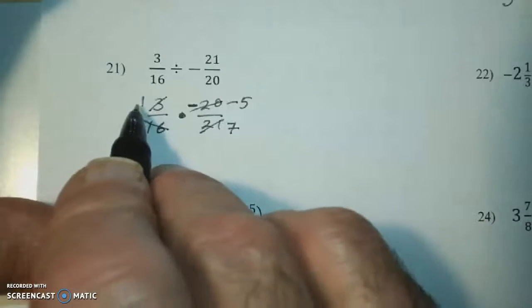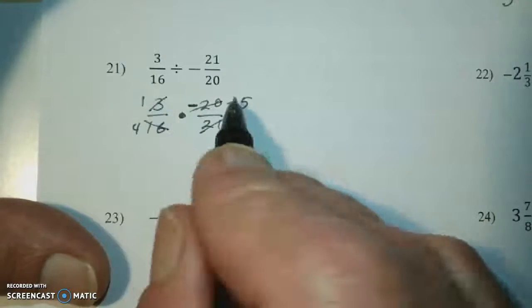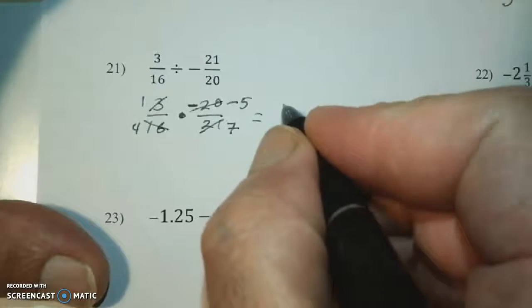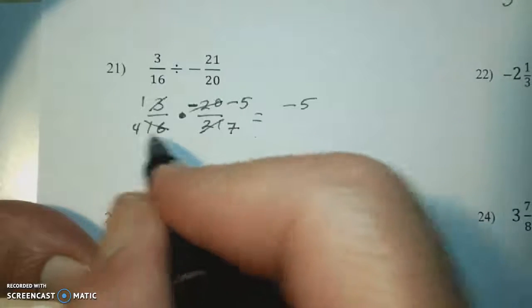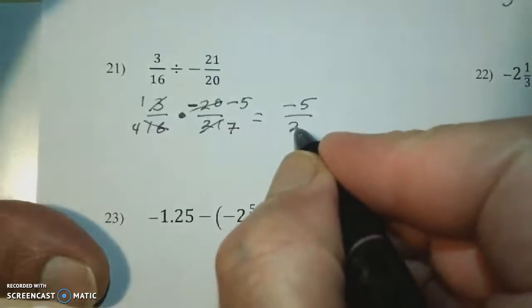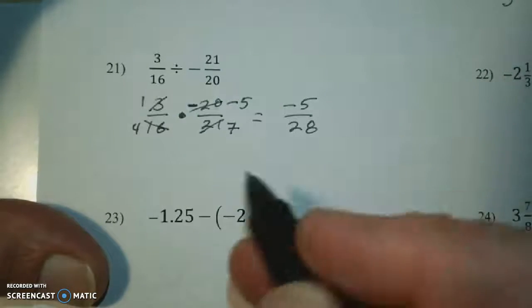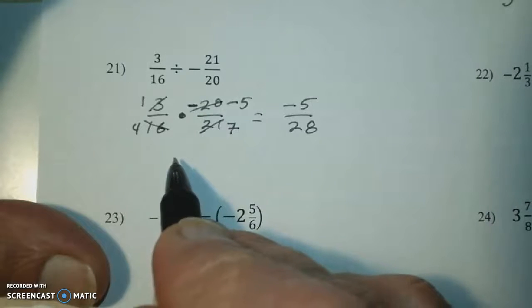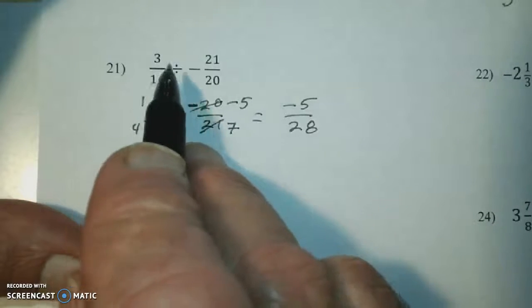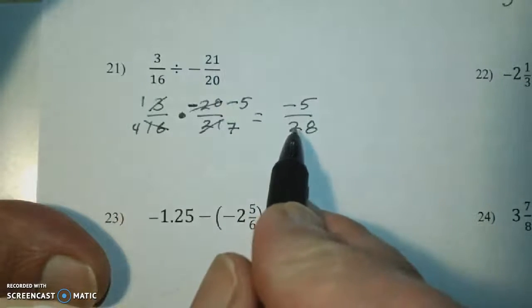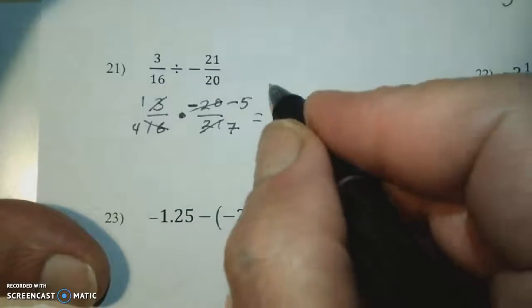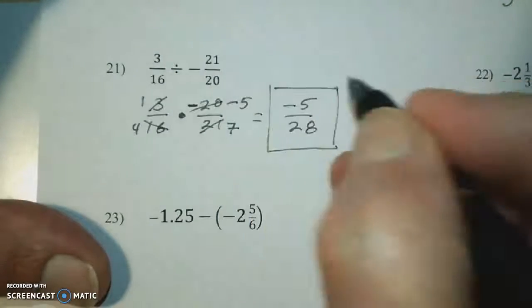So multiply numerators times numerators. 1 times negative 5 gives me negative 5. 4 times 7 is 28. There's nothing to reduce because we did all of our reducing here. It was a positive divided by a negative, so our answer should come out negative, and it did. So that is our answer.